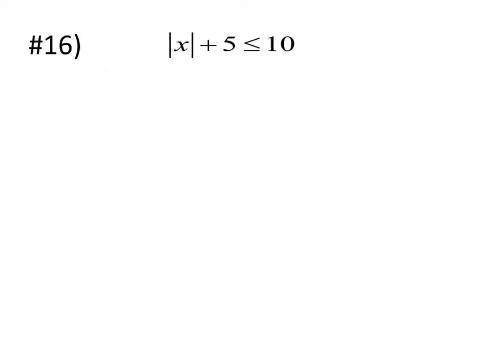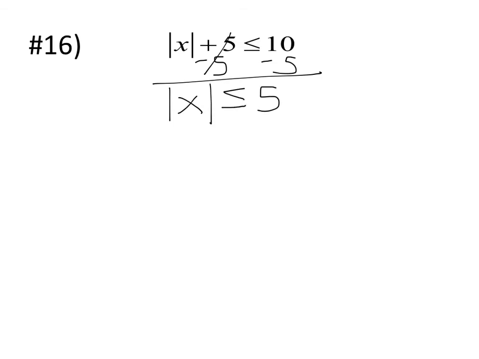Okay? All right. First question. Is my absolute value isolated? In this case, no, it's not. So the first thing I need to do is subtract 5 from both sides, giving me the absolute value of x is less than or equal to 5. Now it is isolated. So then I'm asking myself, is it a less than or a greater than problem? It's a less than problem because the but is towards the absolute value.